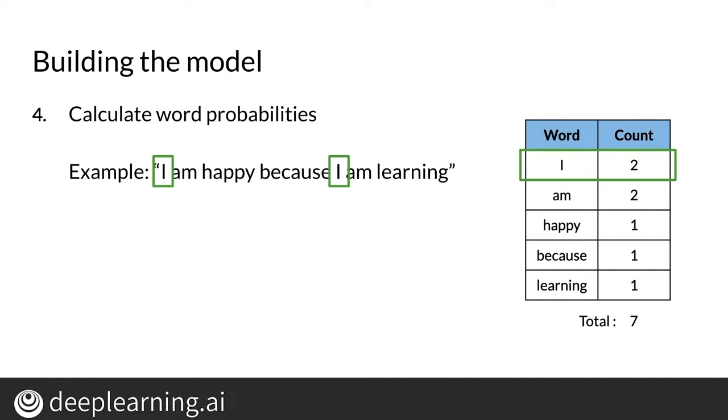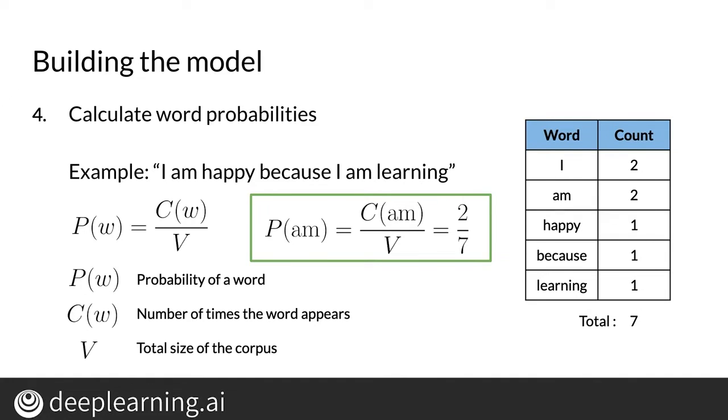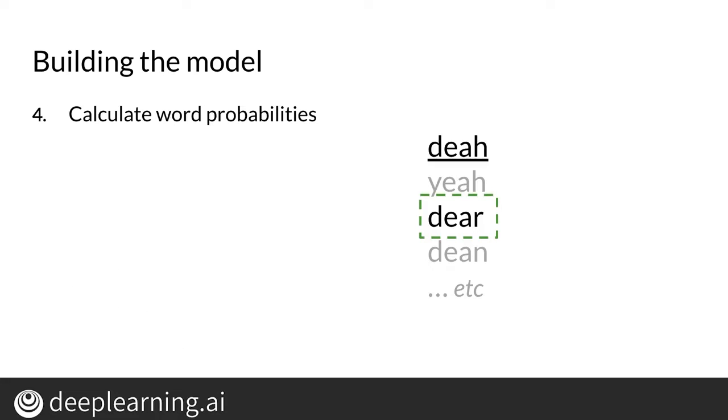For example, the word I appears twice. The word am appears twice also, and so on for the rest of the words. The total number of words in this corpus is 7. The probability of any word within the corpus is the number of times the word appears divided by the total number of words. For example, the word am appears twice and the size of the corpus is 7. For autocorrect, you find the word candidate with the highest probability and choose that word as the replacement.